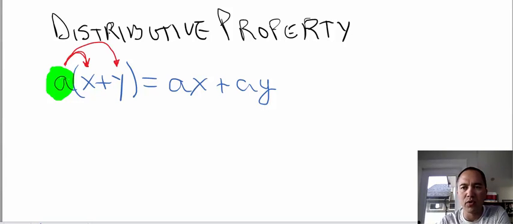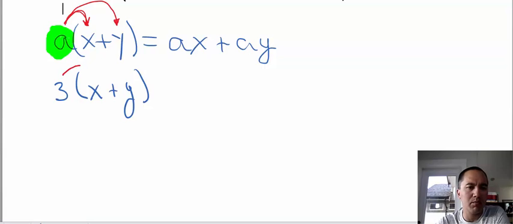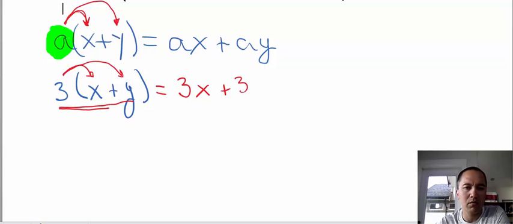So if we look at an example, if I quickly jot down an example like 3 times x plus y, if we're using the distributive property, we would take that coefficient of 3 and we would multiply that into these brackets, and we multiply it by each of those terms. So I go 3 times x to give me 3x, and I go 3 times y to give me 3y.